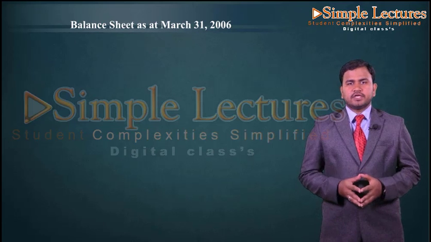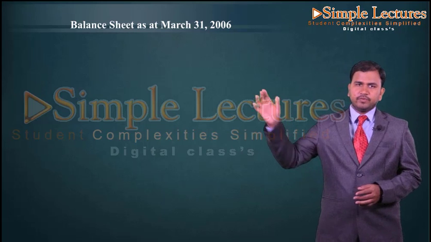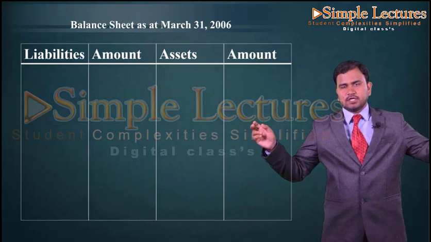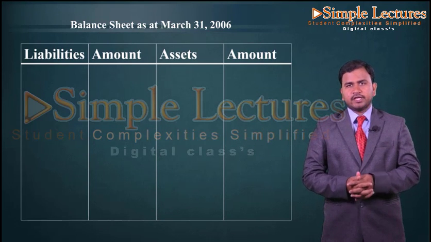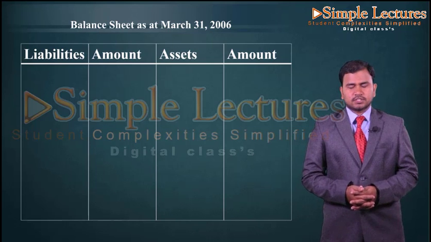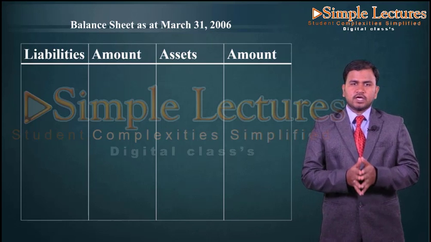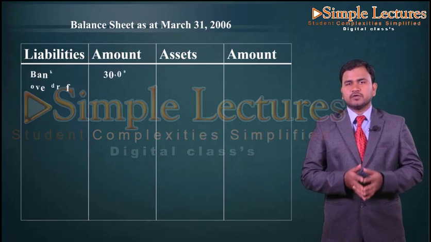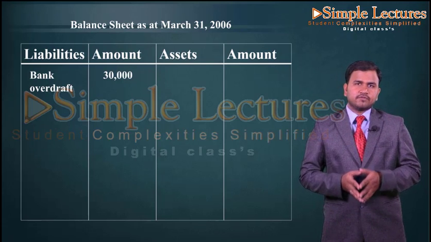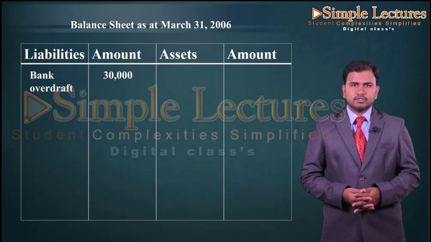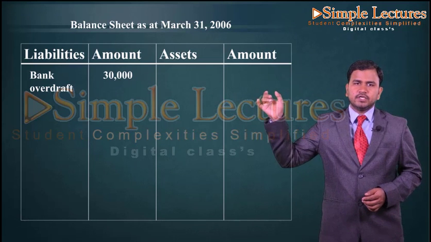So now coming to the title here, balance sheet as at March 31st, 2006, and the format will be liabilities amount and assets amount. So in liabilities we are going to record all the entries which relate to the liability, and in assets we are going to record all the assets. So now first let us take the liabilities and then we will come to the assets. So now when coming to the liabilities, we have bank overdraft which is 30,000. So which is a liability of the business, which they have to clear today or tomorrow. So coming to the liabilities side, we are going to record bank overdraft in the amount column 30,000.